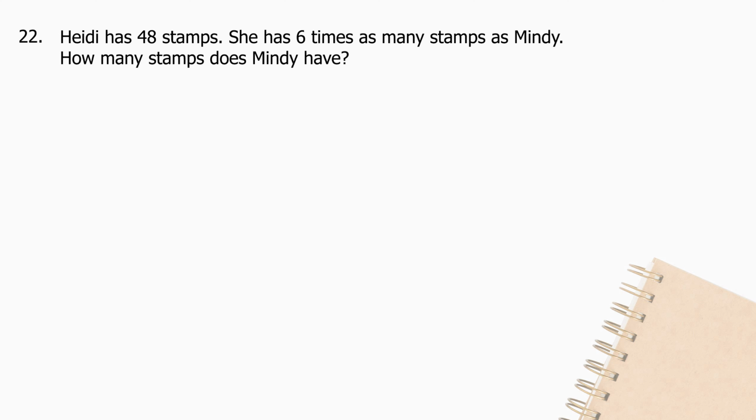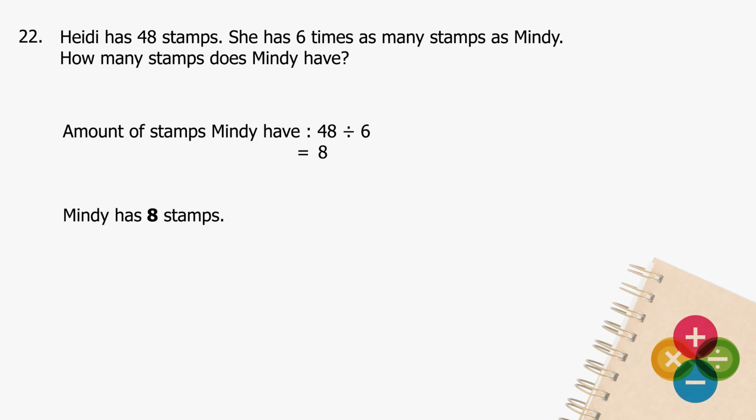Question 22. Heidi has 48 stamps. She has 6 times as many stamps as Mindy. How many stamps does Mindy have? The amount of stamps Mindy has will be, divide 48 by 6, and the quotient is 8. Mindy has 8 stamps.